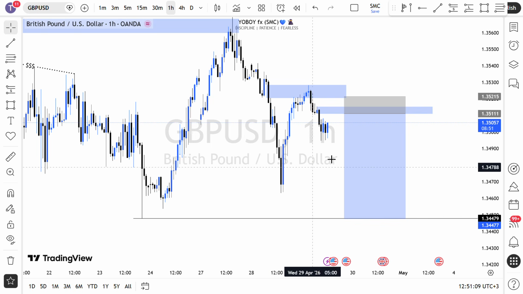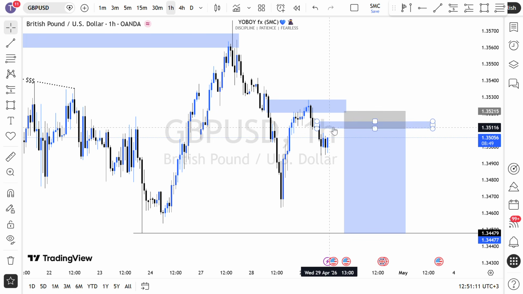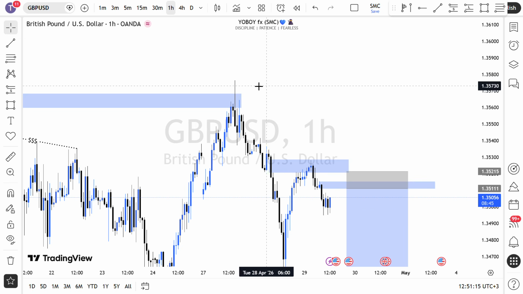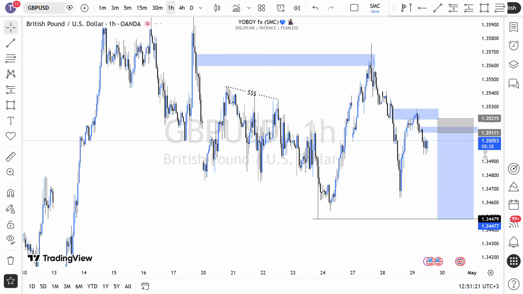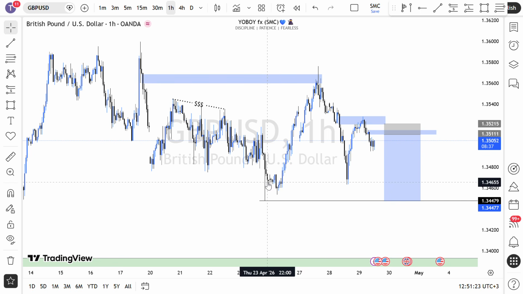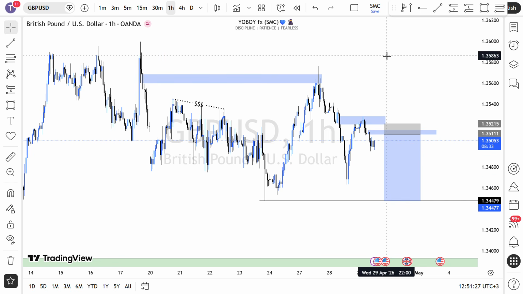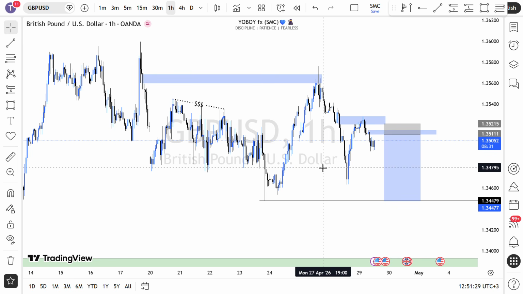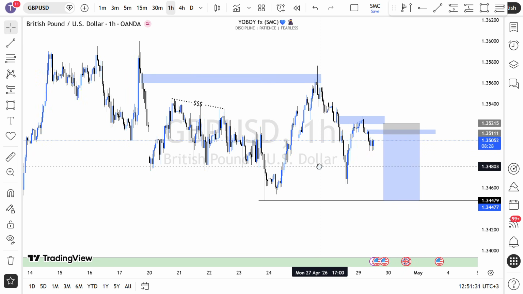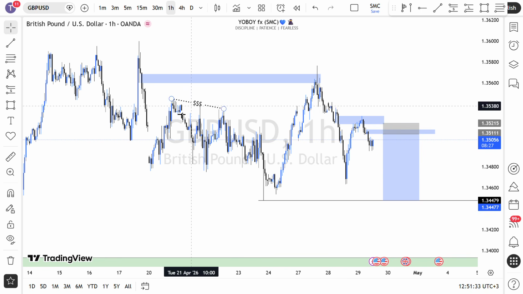I expect more sales to the downside. If this area is violated and then we see some more buys to the upside, it means that price is going to target this external liquidity above here, and it means that price respected this order block down here to have a buy momentum to the upside. But generally, I expect GBPUSD to be dropping to the downside after sweeping this liquidity.